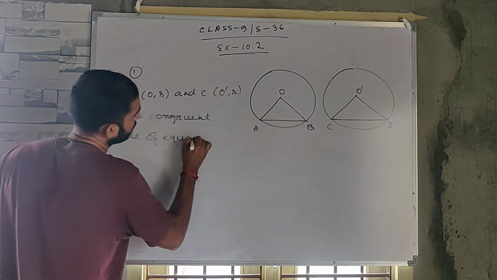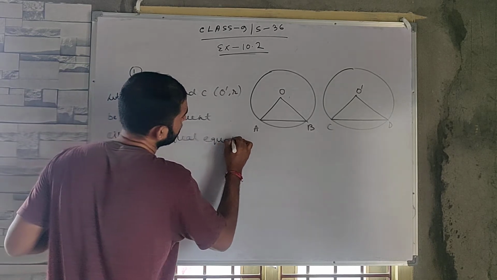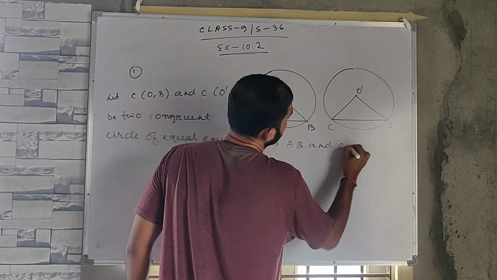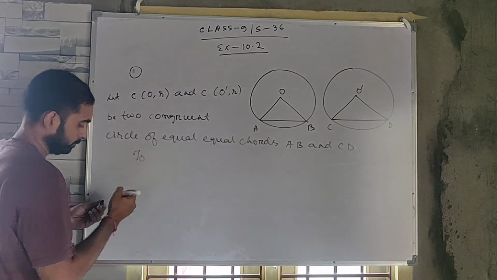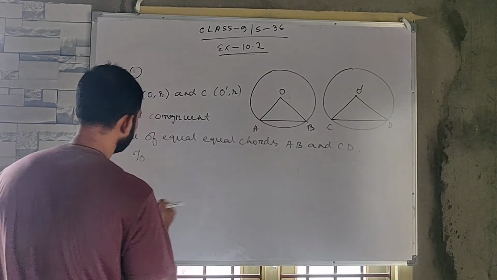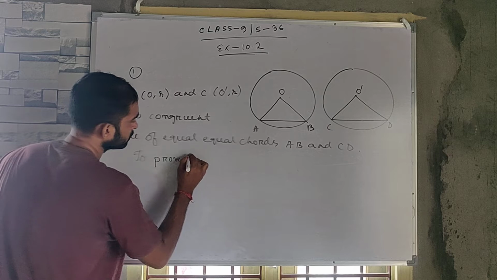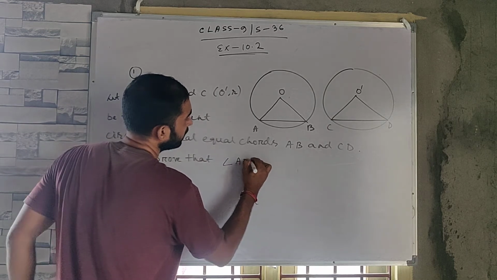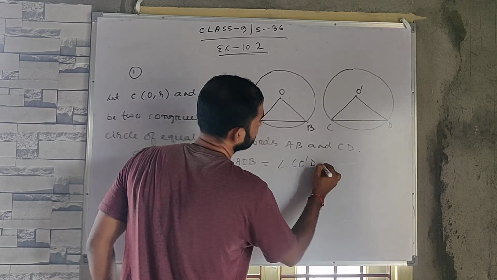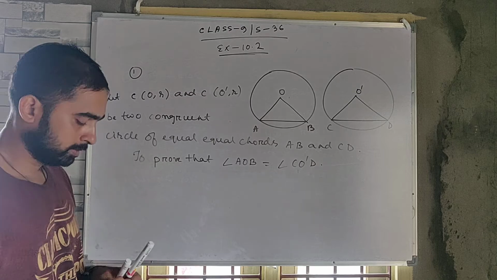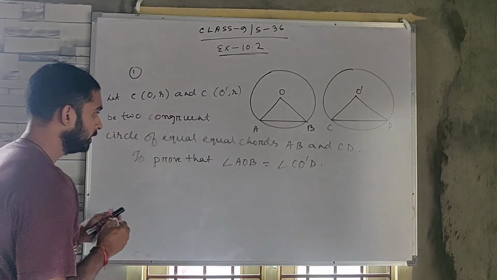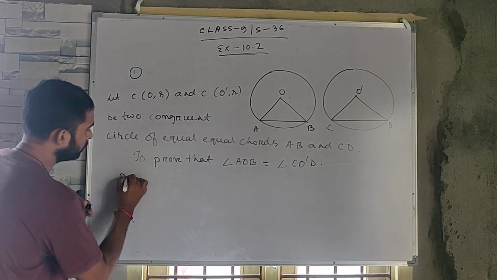of equal chords AB and CD. To prove that angle AOB is equal to angle CO'D. So this is our target. We will prove that angle AOB is equal to angle CO'D. Done. So now the proof.